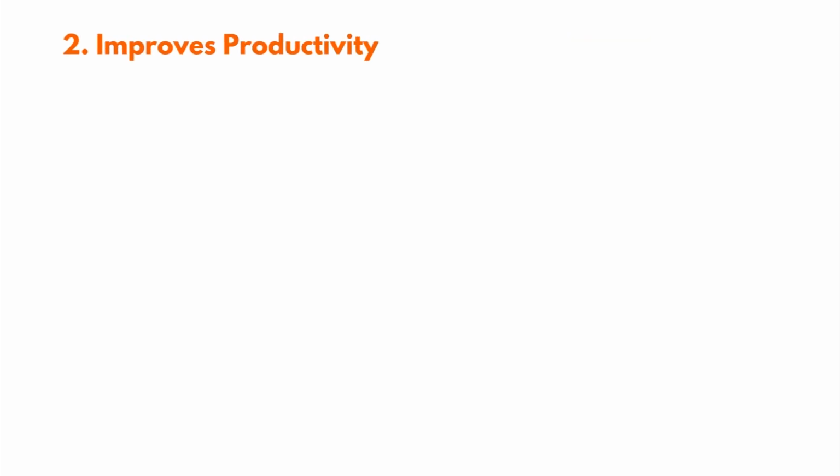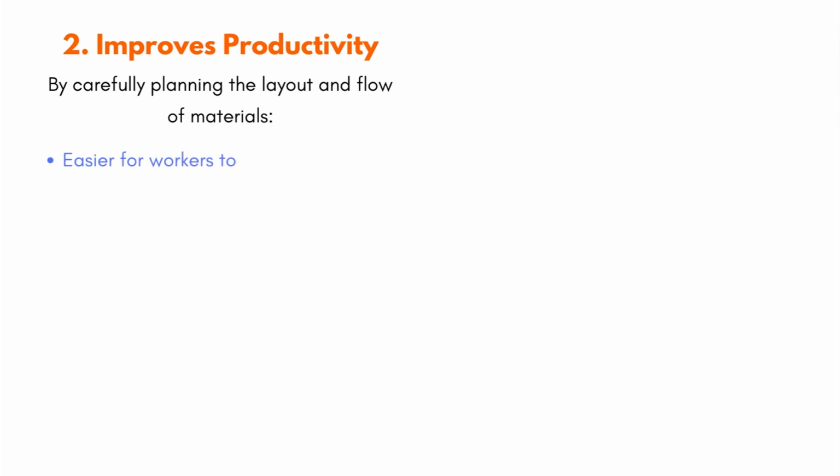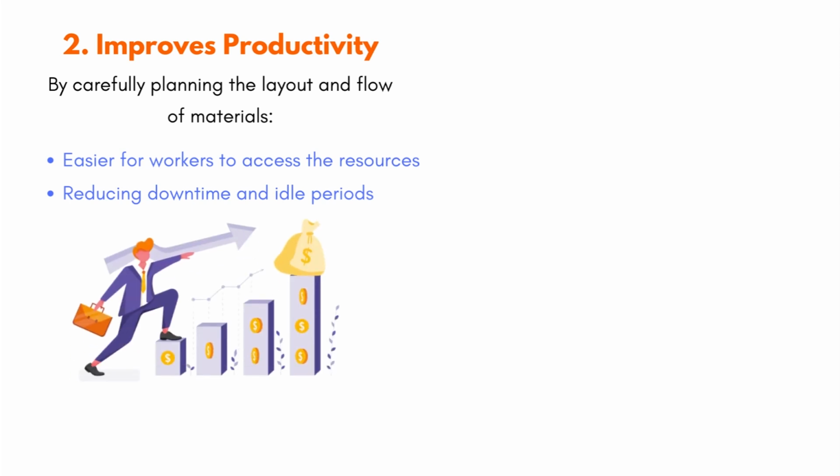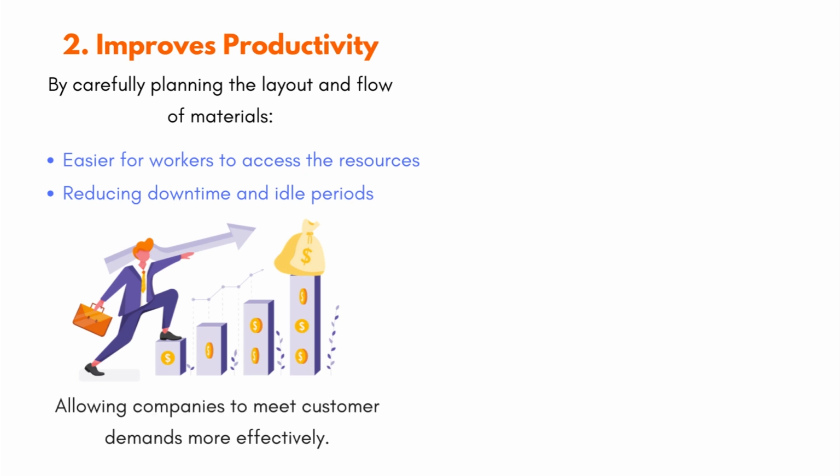Secondly, an organized manufacturing setup improves productivity. By carefully planning the layout and flow of materials, it becomes easier for workers to access the resources they need, reducing downtime and idle periods. This increased productivity translates to higher production volumes and shorter manufacturing cycles, allowing companies to meet customer demands more effectively.